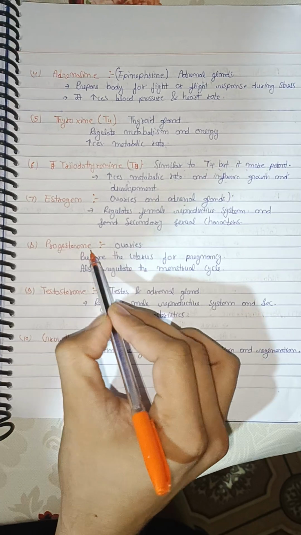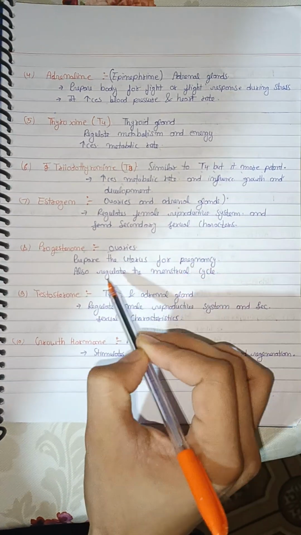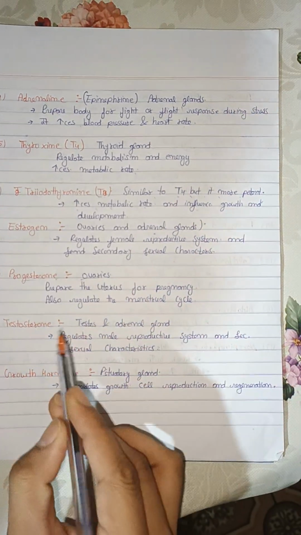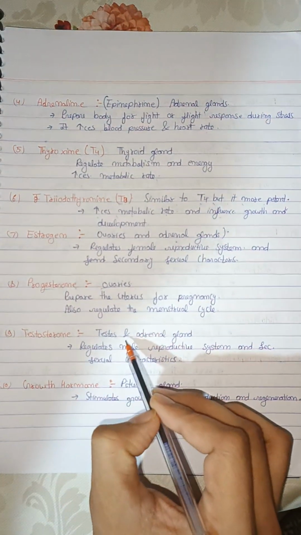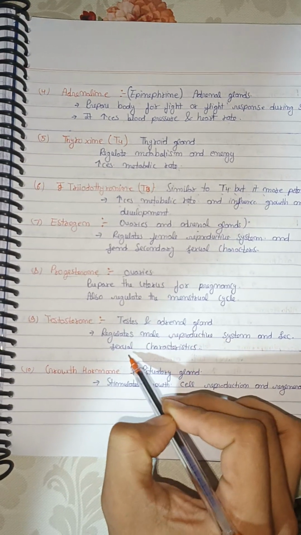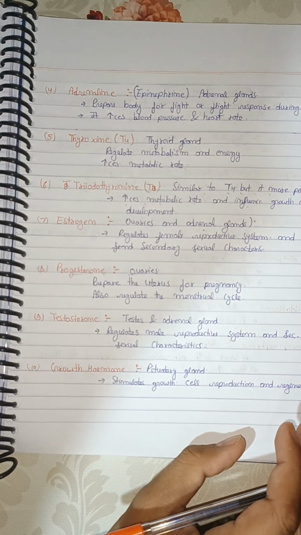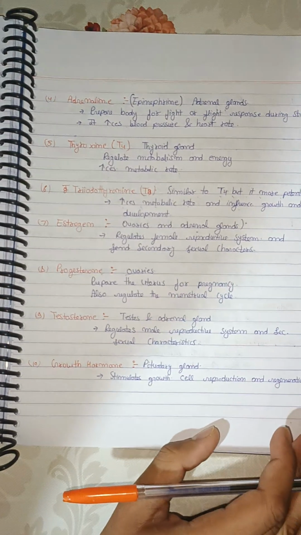The eighth one is progesterone. It is also released by the ovaries, prepares the uterus for pregnancy, and also regulates the menstrual cycle. The ninth one is testosterone. Testes and adrenal gland regulate the male reproductive system and the secondary sexual characters. Tenth, the growth hormone. The pituitary gland stimulates growth, cell reproduction, and regeneration.